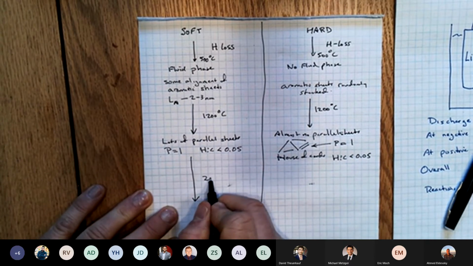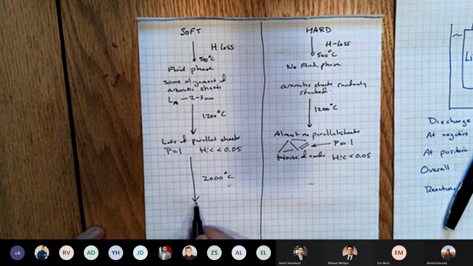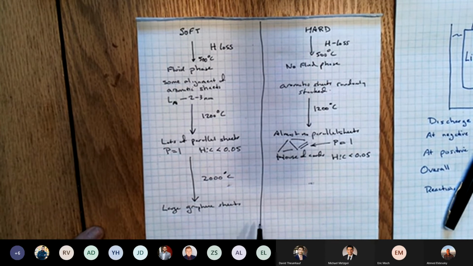Now we heat to 2000 degrees C. For the soft carbon, what you have is large graphene sheets, parallel stacked, but P is still equal to 1. And the hydrogen to carbon ratio will be very small. I don't know what it is, small. Less than small.